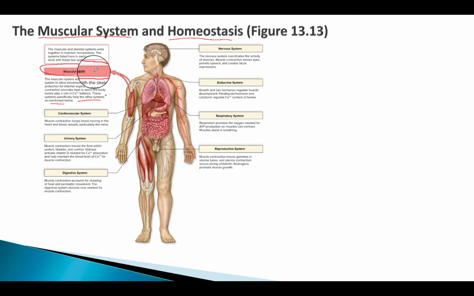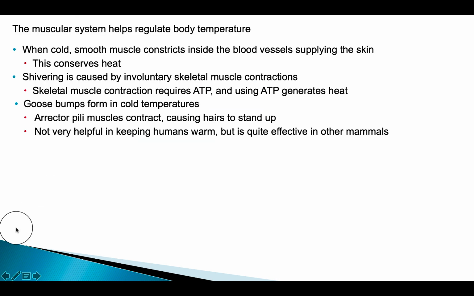So for the muscular system, I just want to mention here, every time that the muscle contracts, it produces heat, and this heat production is going to maintain our temperature in normal homeostasis. All right, so that is your homeostasis here. Continue to the next slide. This now helps the body temperature. So what do we mean by that? The muscular system will regulate your body temperature.